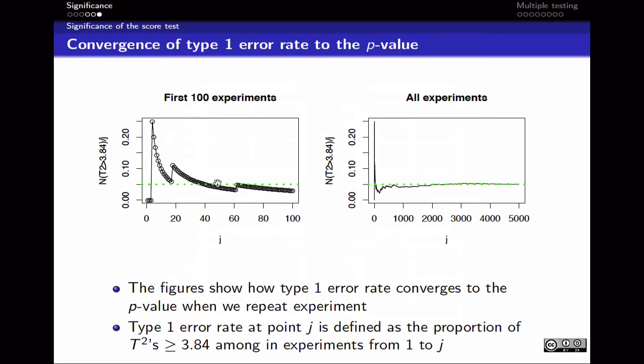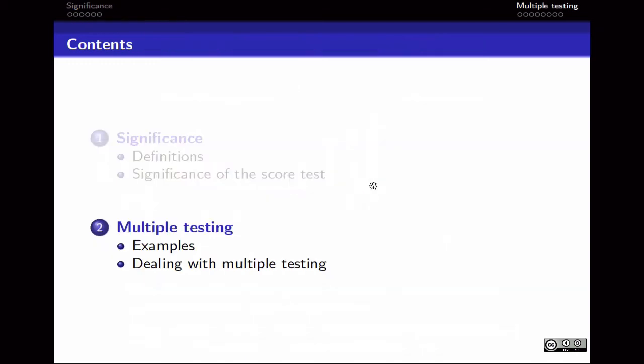If I repeat my experiments many times, then I can clearly see that type 1 error does converge to a certain value, and this value is actually 5%. This is my p-value. So this is a very nice result. We show that if we do a very simple experiment where we do a single test, compute this single test statistic, then the p-value of this test statistic corresponds to the experimental type 1 error.